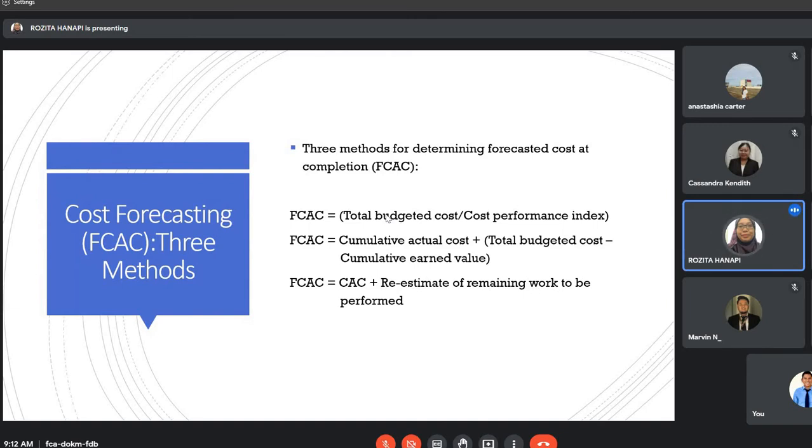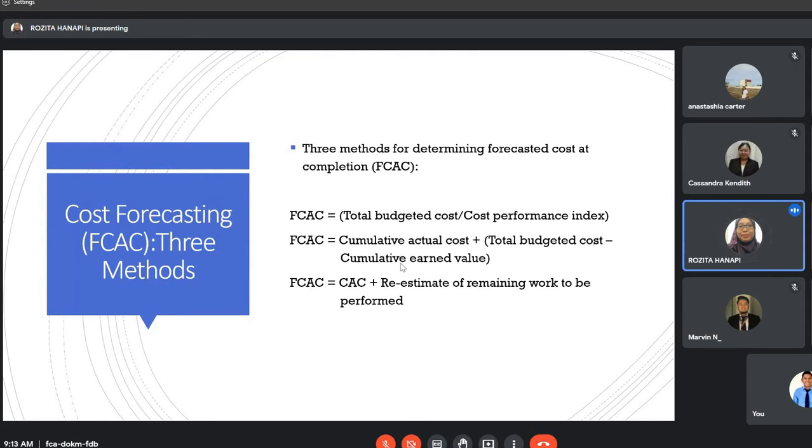Okay, and then for the second method, the cumulative actual cost plus total budgeted cost minus cumulative earned value. Okay, and also the same. Okay, if for example the answer is more than the total budgeted cost, then meaning that the project will be overrun. The budget of the project will be overrun.